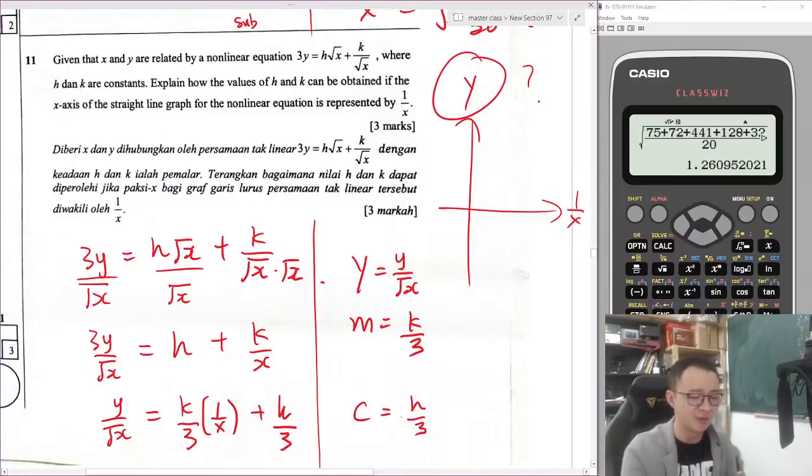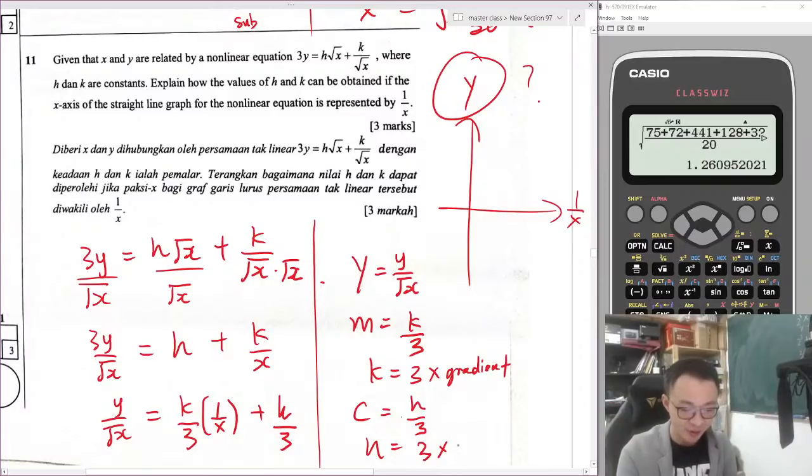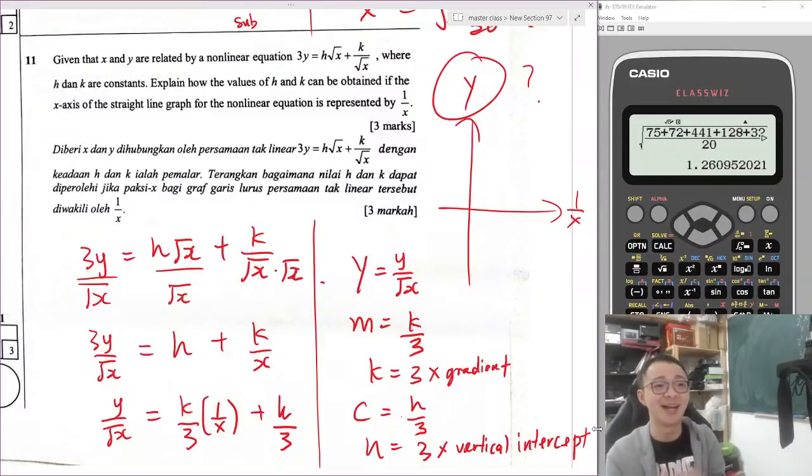The question wants you to explain how the values of h and k can be obtained. So k is 3 multiply the gradient, and h is 3 multiply the vertical intercept. I'm not sure the examiner can accept m and c as unknowns here or not, because it's quite standard: y equals mx plus c, m is the gradient, c is the y-intercept.